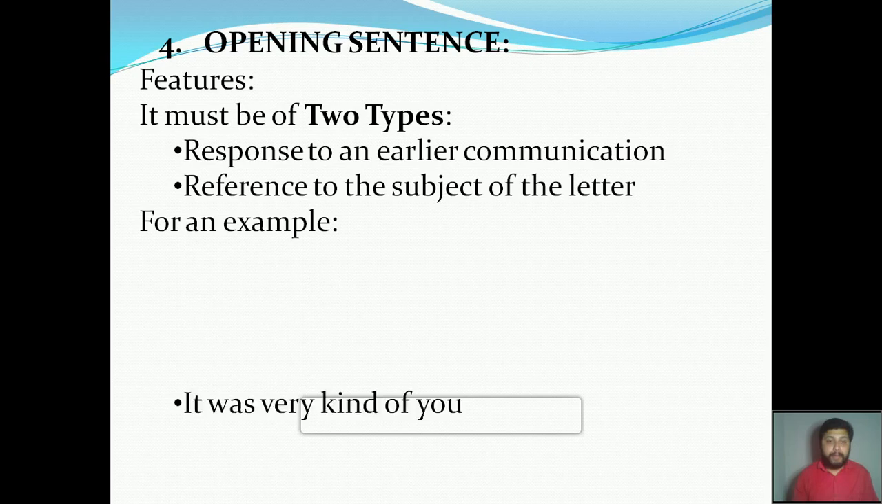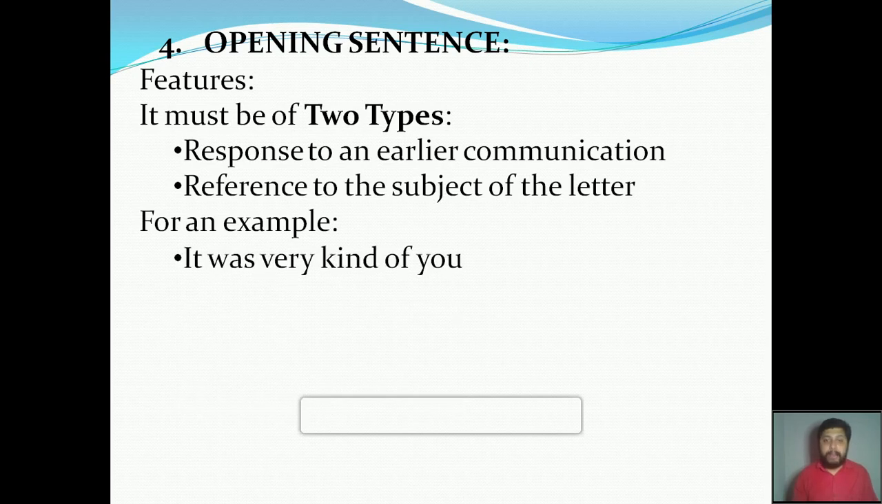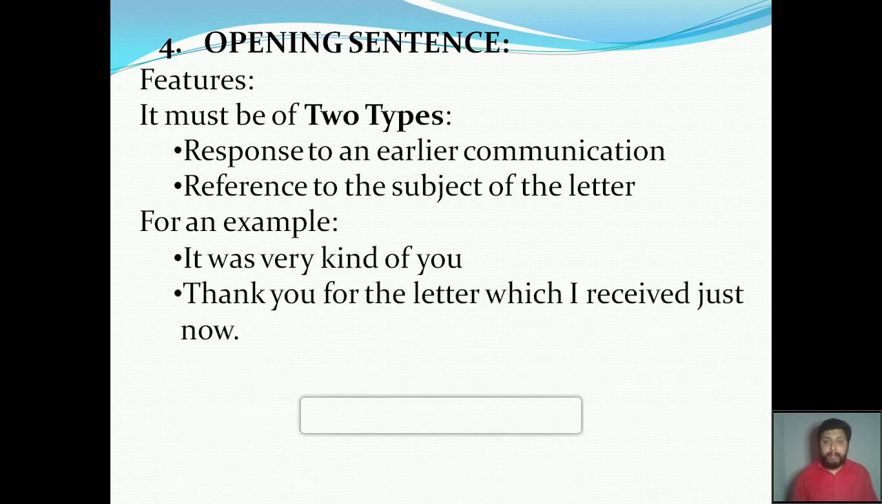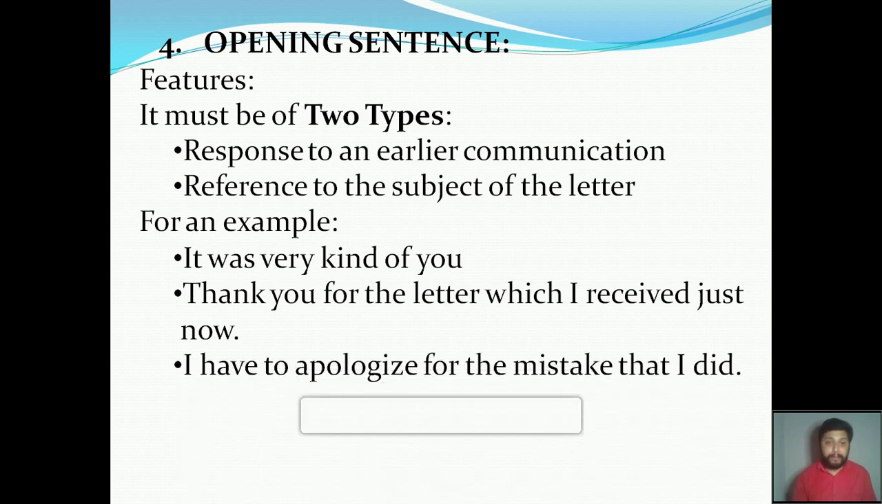For example, it was very kind of you. Thank you for the letter which I received just now. See, already I have got a letter and I am writing a reply to that letter. I have to apologize for the mistake that I did. So you are starting a subject, you are starting a conversation with your parent by letter. So you are directly referring to the subject.